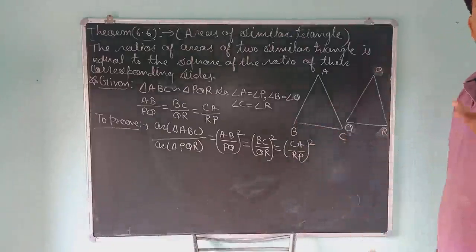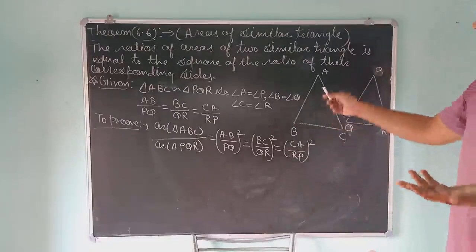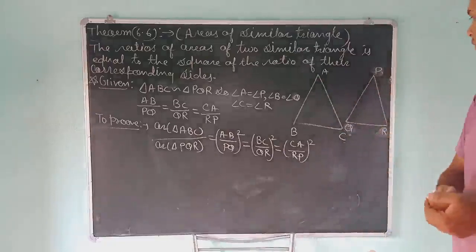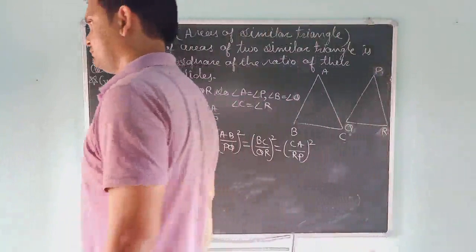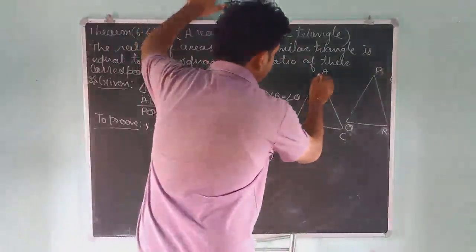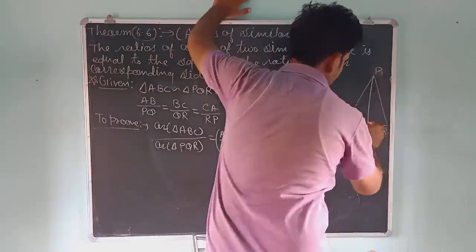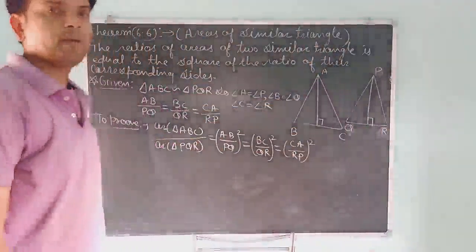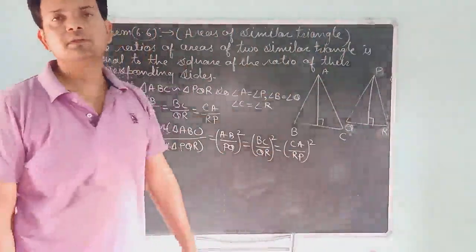This is not a 90-degree angle. This is also not a 90-degree angle. So how can you say that AB and PQ both are heights of this triangle? So students, these are not heights. So we have to take two perpendiculars. You will take two perpendiculars. This is one and this is the second perpendicular, students. These are two perpendiculars and these are heights of the respective triangles.